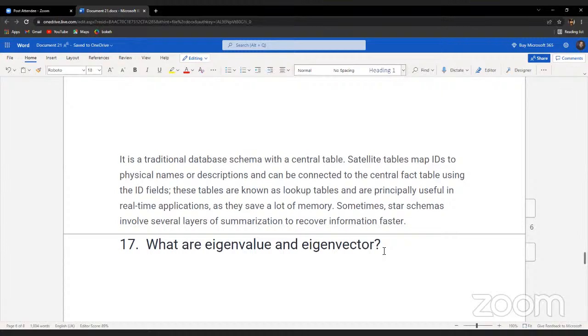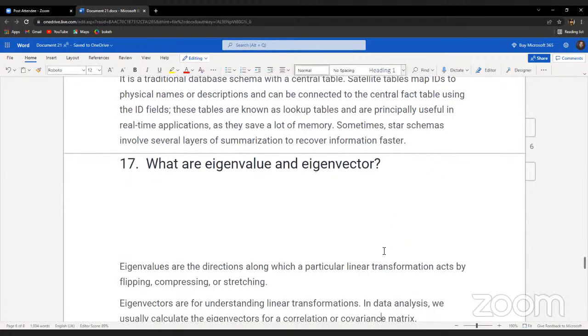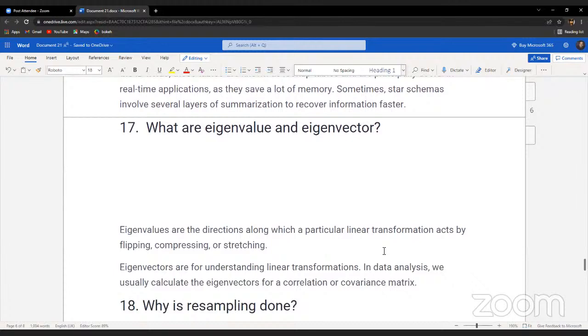As we look into eigenvectors and eigenvalues, eigenvalues are the directions along which a particular linear transformation acts by flipping, compression, or stretching. Eigenvectors are for understanding linear transformations. In data analysis, we usually calculate the eigenvectors for a correlation or covariance matrix.